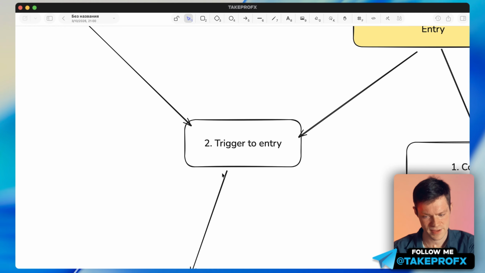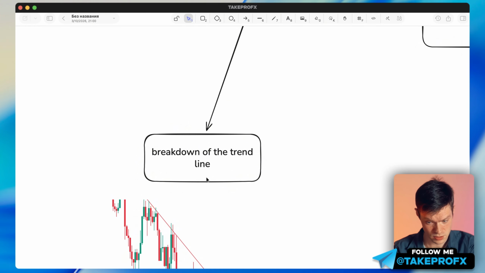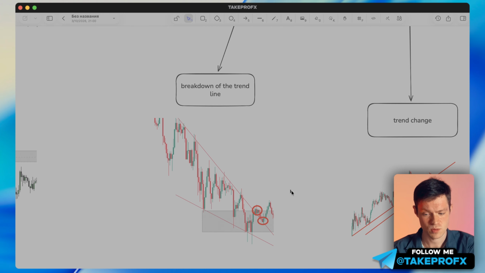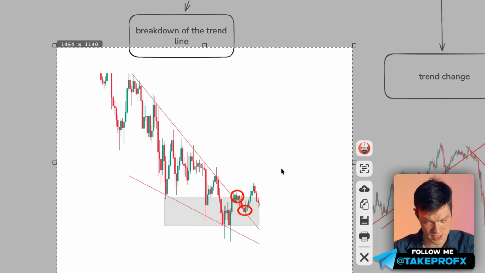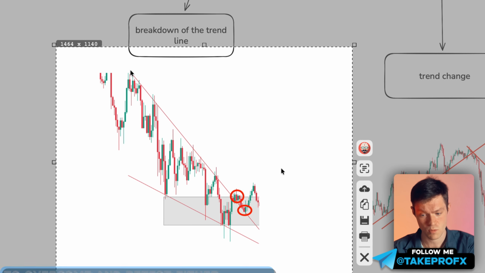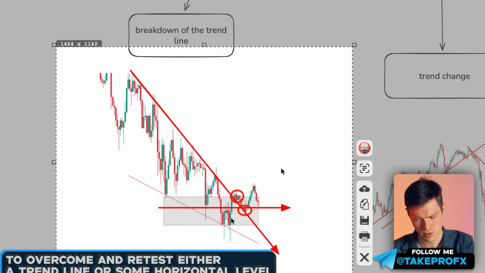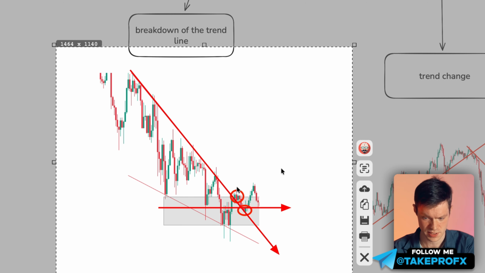Now let's look at the trigger. That is, what essentially serves as the entrance to our trade. So entering into a trade can be based on several paths, but the most basic, most important thing is to overcome and retest either a trend line or some horizontal level that is located next to this trend line.